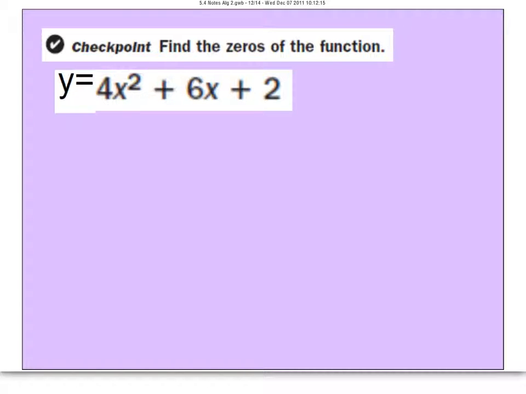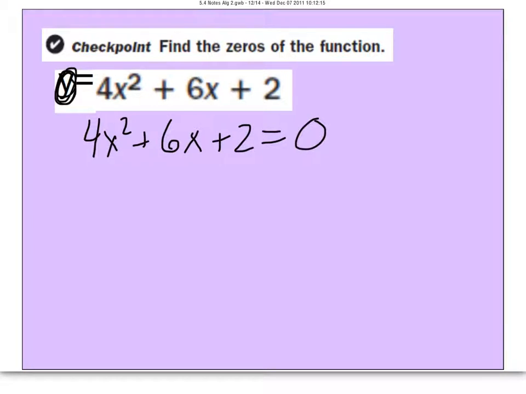Find the zeros of this function. So again, we're going to come in. We're just going to set y equal to 0 and solve. I'm going to switch this order around. I like having the trinomial first and then the equal 0. And let's go ahead and factor.